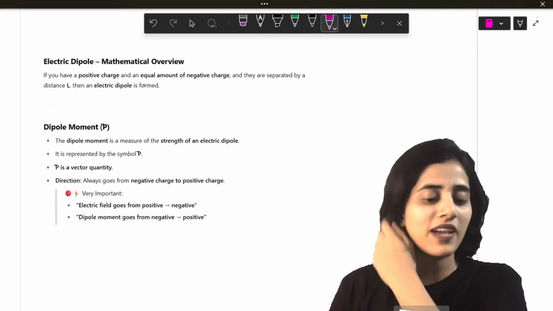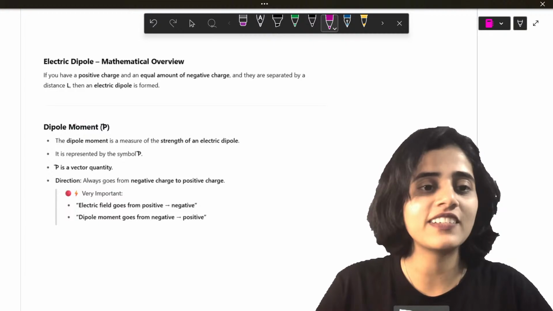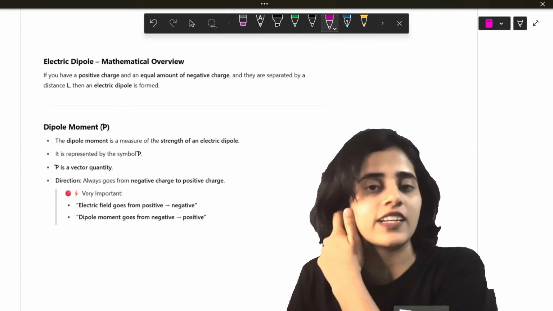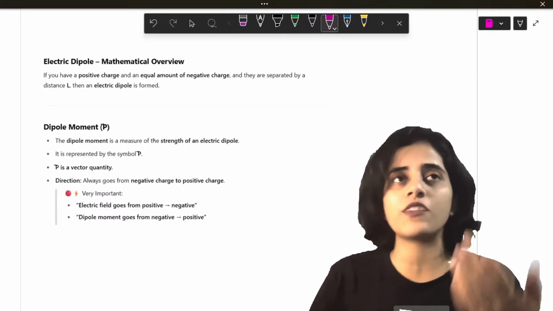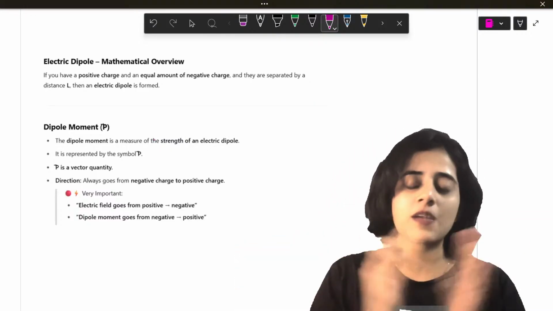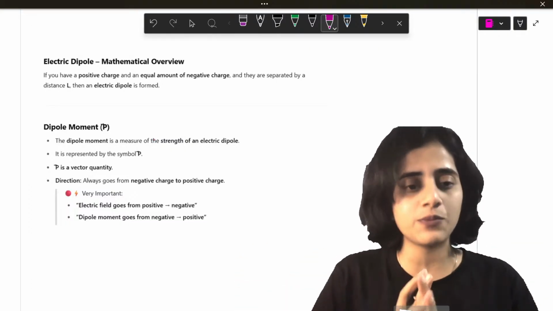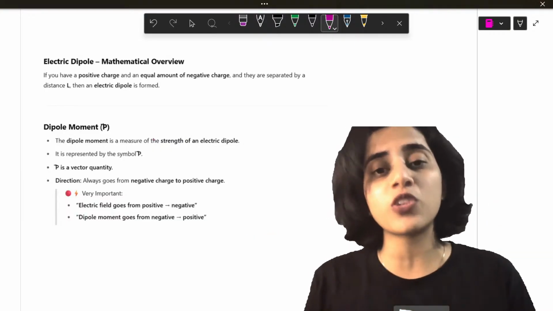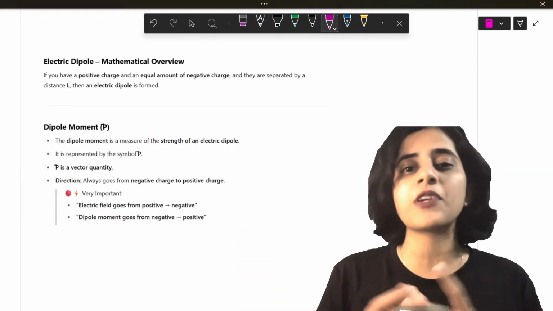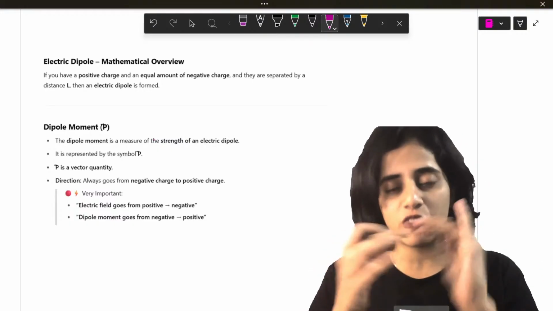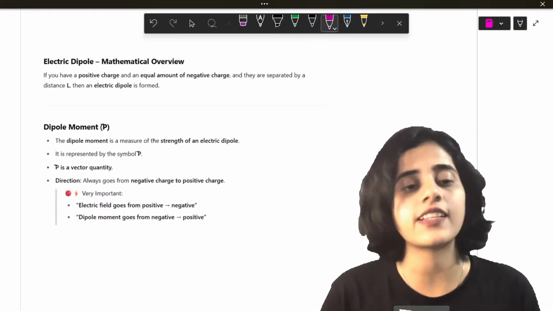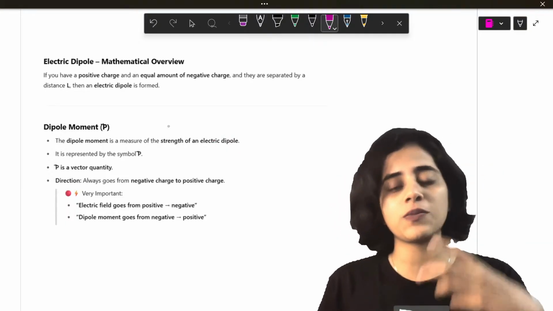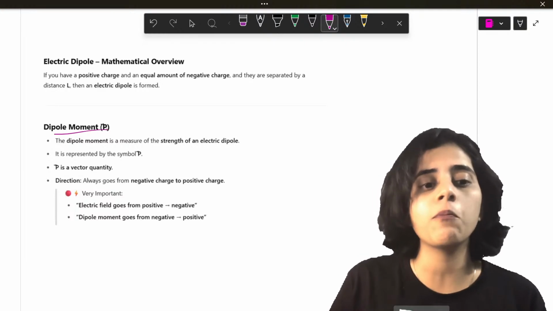Next is the mathematical overview of the electric dipole. So, mathematically, how do you look at an electric dipole? Theoretically, we know you have a positive charge and a negative charge separated by a distance, that forms a dipole. Mathematically, you look at the amount of charge and the separation between them, and you can form a relationship. We will look into that in the next slide. That mathematical relationship is actually called the dipole moment.